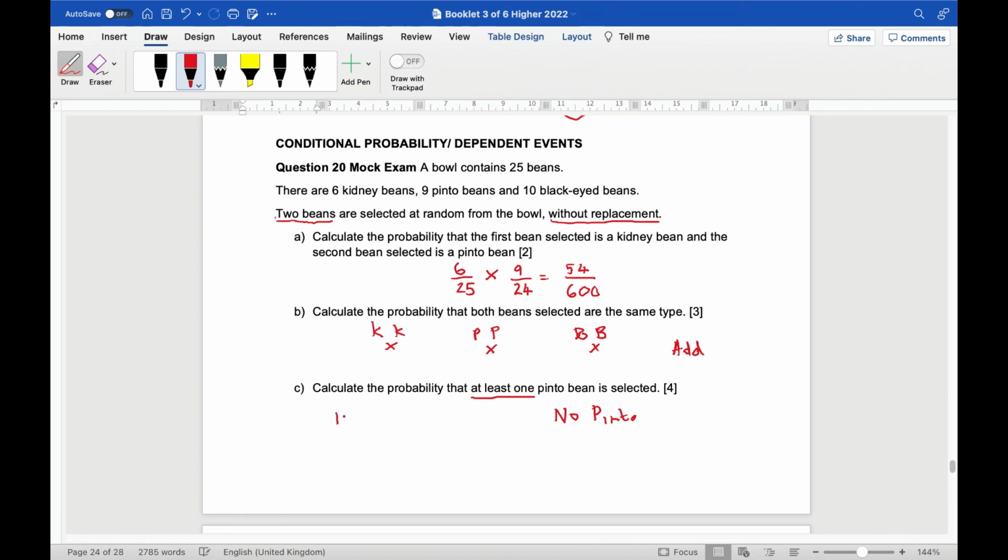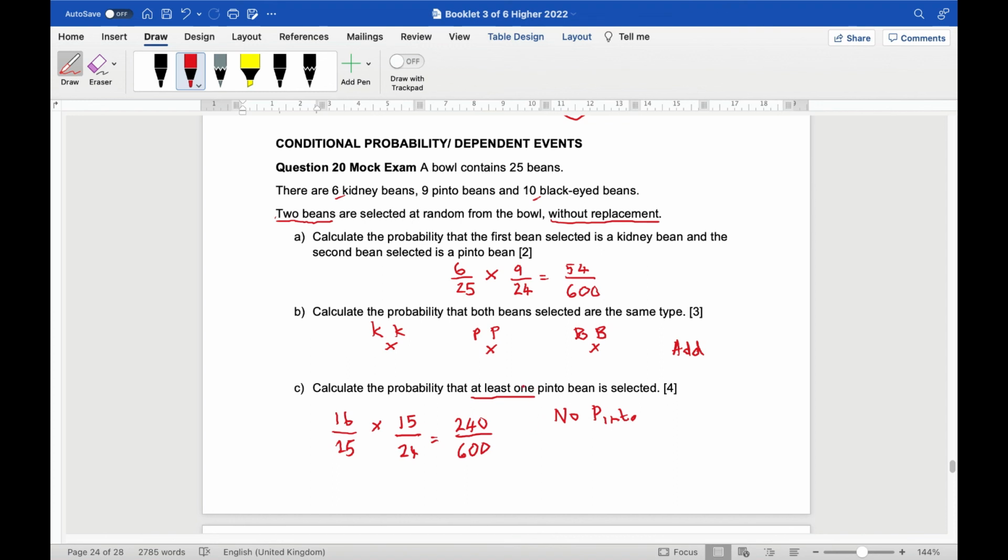There are 16, 6 and 10 that are not pinto beans out of 25. But if I take one of those not pinto beans, then my second pick only leaves me with 15 not pinto beans out of 24. 16 times 15 is 240 out of 600. But that is the probability of me not getting a single pinto bean in my 2 picks.